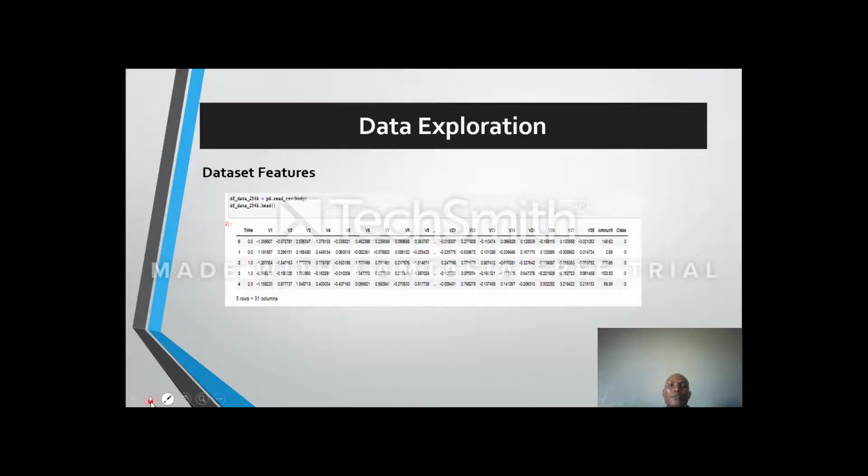The data exploration. Let us go through what we have in the data set. In this data set, we have 31 features, and we have 284,807 observations.